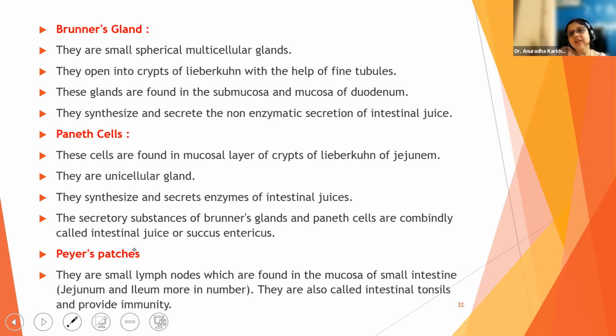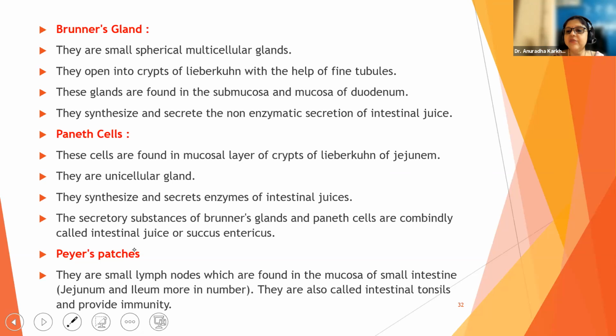So just as the gastric gland is there in the stomach, Brunner's gland is present in the alimentary canal of the intestine. It's a part of your duodenum. So Brunner's gland, gastric gland, salivary gland: salivary gland in the mouth, gastric gland in the stomach, Brunner's gland in the duodenum of the small intestine.